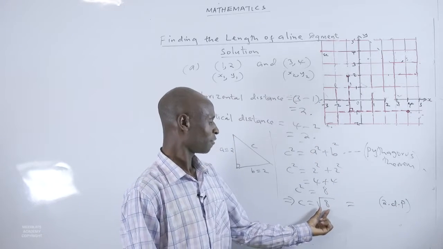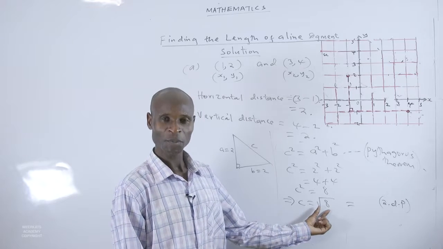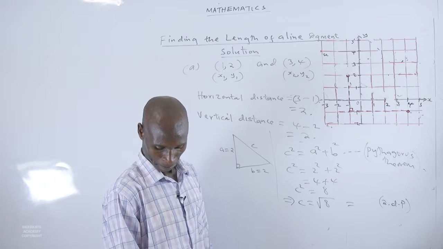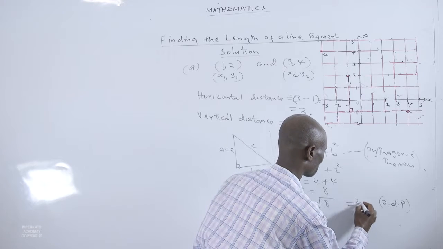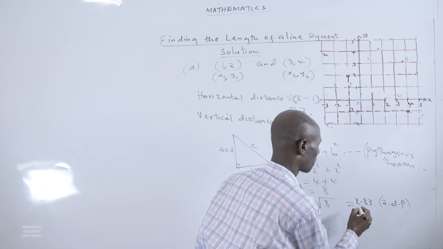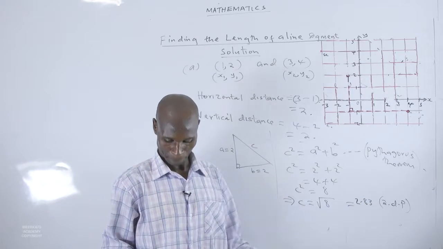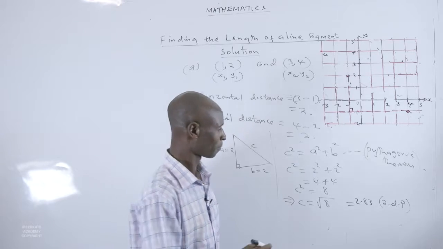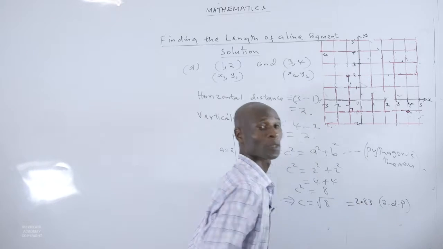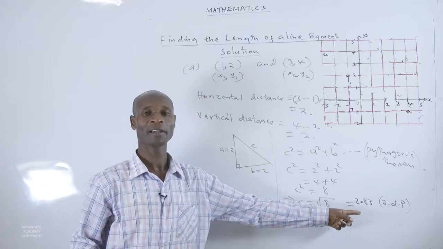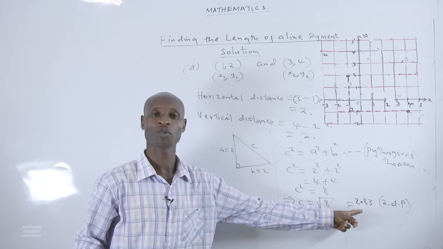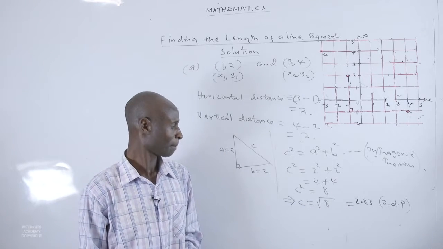Now the square root of 8 correct to 2 decimal places will be 2.83. So if you use your calculators very well, we expect you to get this answer, 2.83.